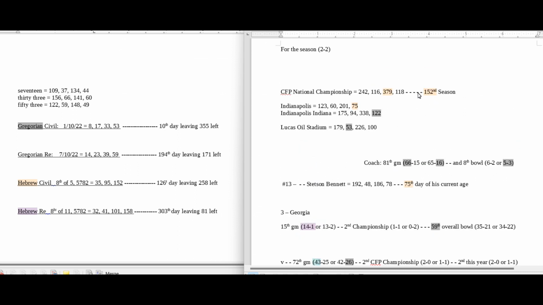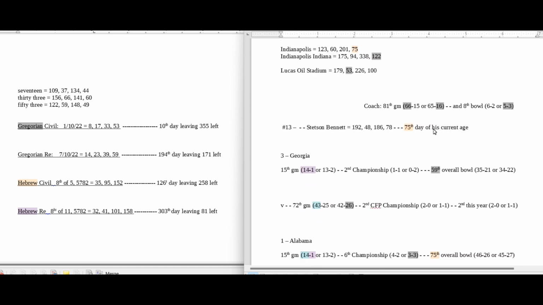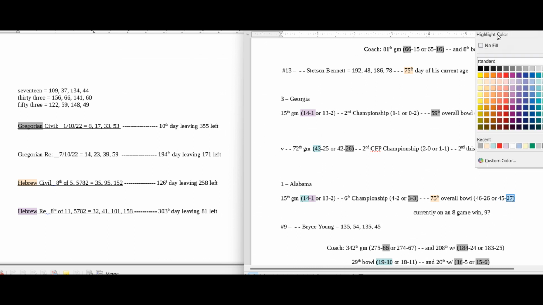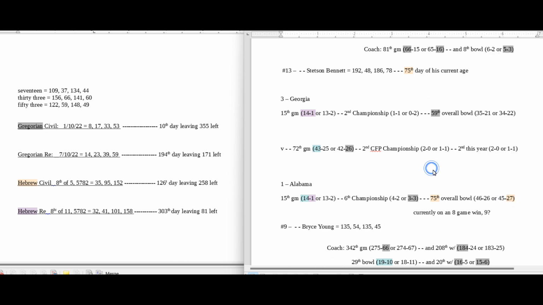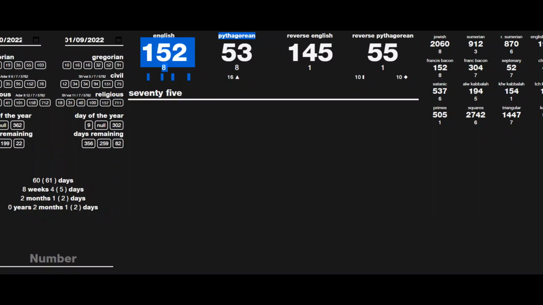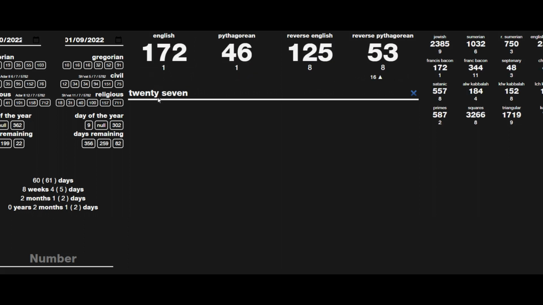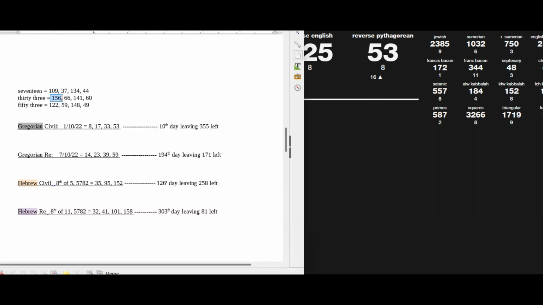In regards to it being the 152nd season, CFP National Championship, 379, the 75th prime, 75 sums to 152. Alabama can get their 27th loss, the 27th bowl loss as a team, and written out 27 sums to 125, which is just an anagram of 152. It also sums to 53, date numerology of 53 on the Gregorian.